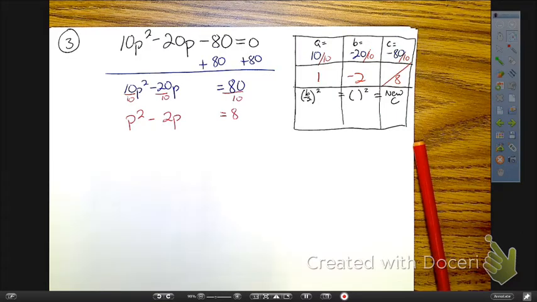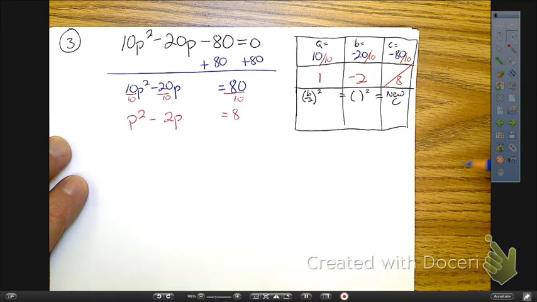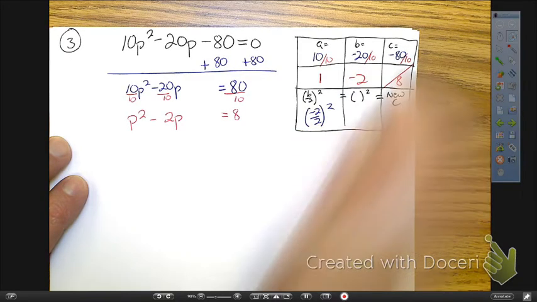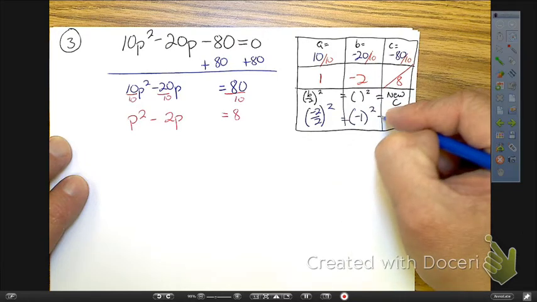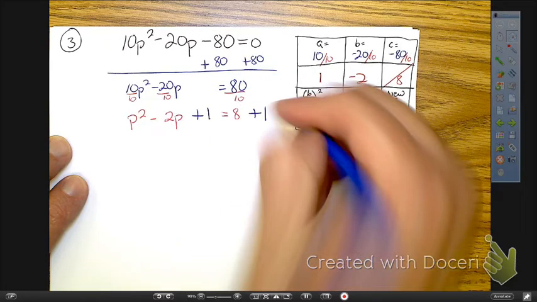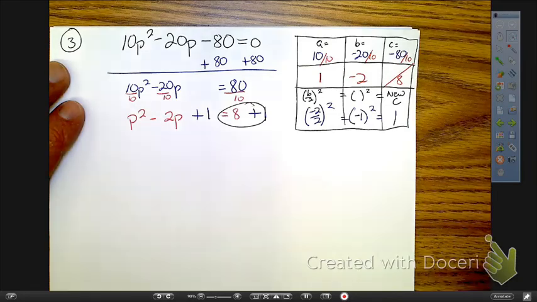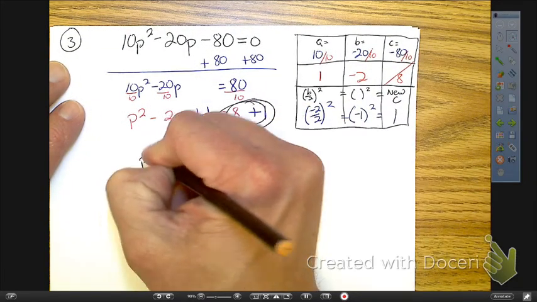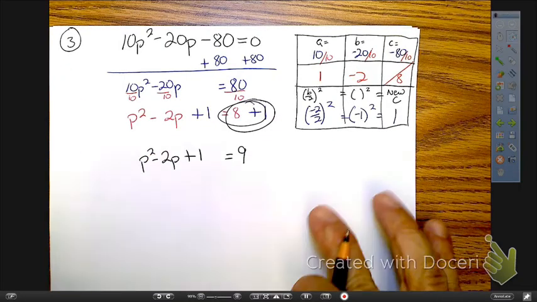Step 3 says we need to complete the square and add the new C to both sides. Negative 2 over 2 quantity squared, negative 1 quantity squared equals 1. We need to add 1 to both sides of the equation. Let's simplify the right side. Equals 9. P squared minus 2p plus 1 equals 9.